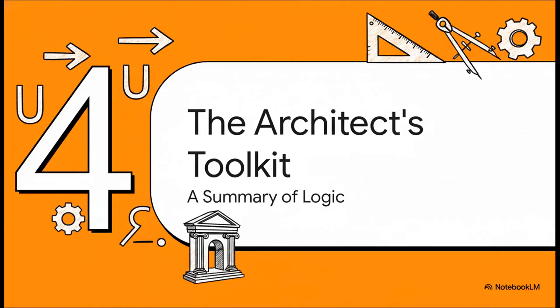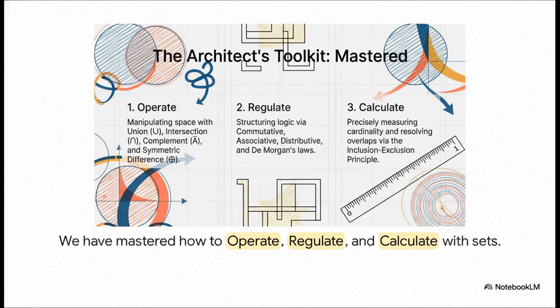So let's just step back for a second and look at the complete toolkit we've managed to assemble here. We've gone all the way from basic tools to some pretty complex measurements, and it's all part of this grand architecture of logic. We've learned to operate, manipulating our sets with those 4 core tools. We've learned to regulate these operations with the fundamental algebraic laws that give them a predictable, reliable structure. And finally, we've learned to calculate with precision, measuring our sets without any errors using the inclusion-exclusion principle. Operate, regulate, and calculate. These are the core skills of the logical architect.